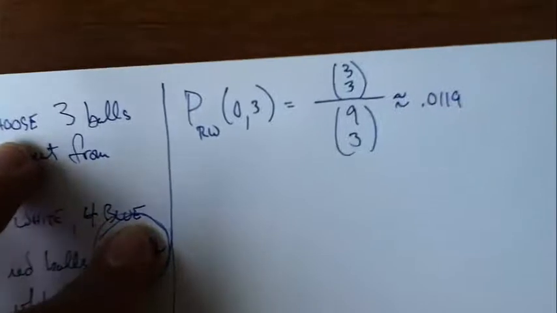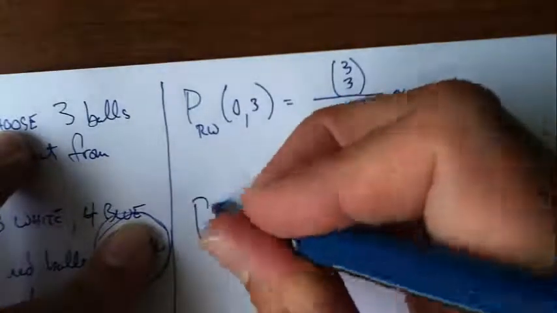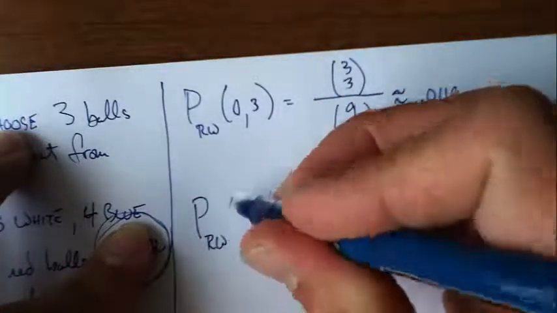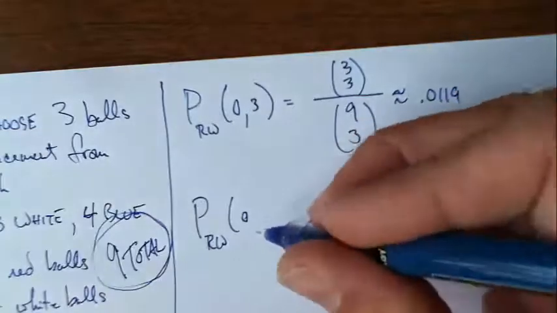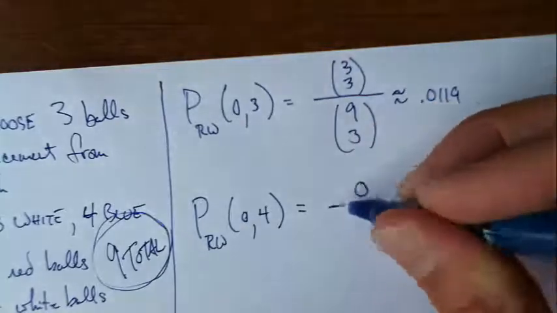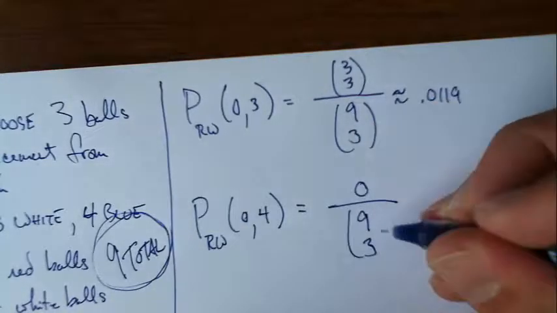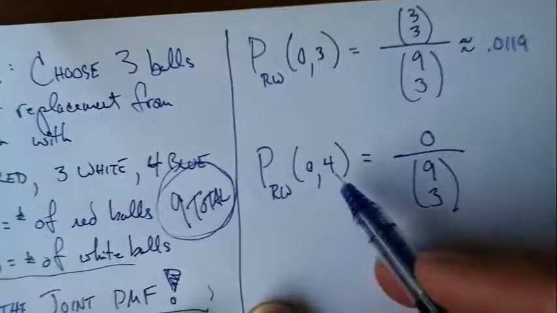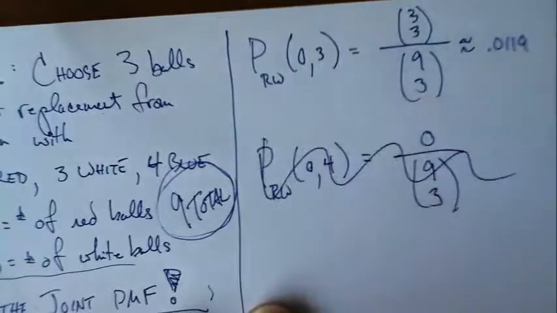Now, how many ways are there to get no red balls and 4 white balls? There's no way to do that, right? You can't possibly do that because you're only taking a sample of size 3. So we'll just skip that and forget about that.